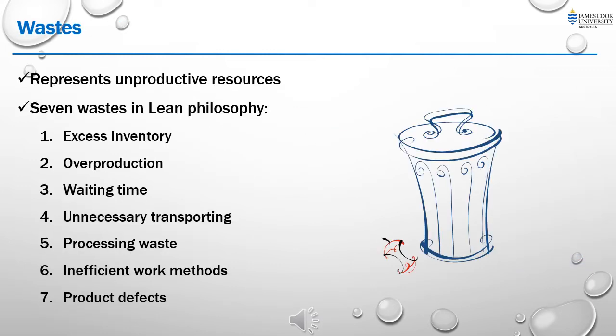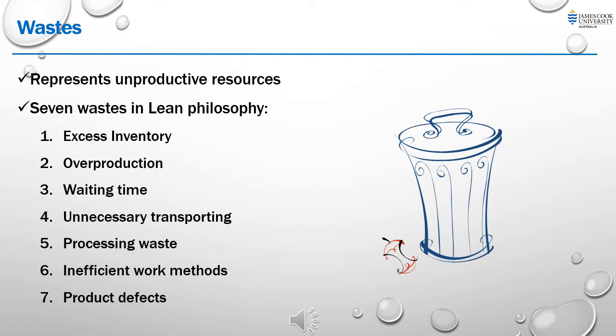In lean operation, waste refers to any activity or process that does not add value to the product or service being produced. Waste is also referred to as MUDA in TPS. The goal, as we mentioned, is to identify and eliminate any waste in the process, increase efficiency, reduce costs, and improve quality. There are seven wastes in lean philosophy or lean operations.